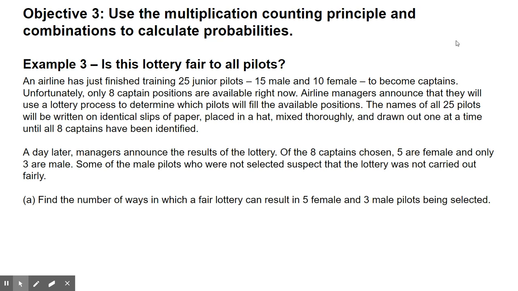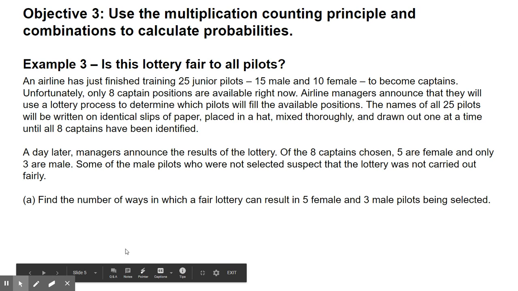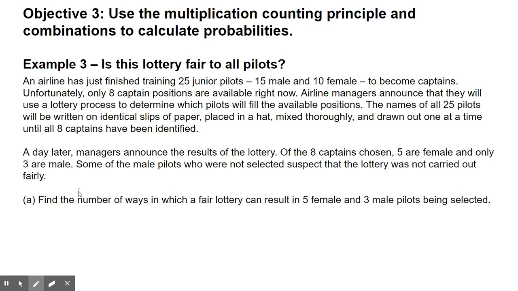So again, they have some concern. So let's use some probability to figure this out. It says find the number of ways in which the fair lottery can result in 5 female and 3 male pilots being selected. So this problem is going to build. There are 3 parts. When it says find the number of ways, that is not a probability problem. That is just a simple number of ways problem. So there are 5 female, 3 male. How many ways can I choose 5 female and 3 male out of 15 males and 10 females?